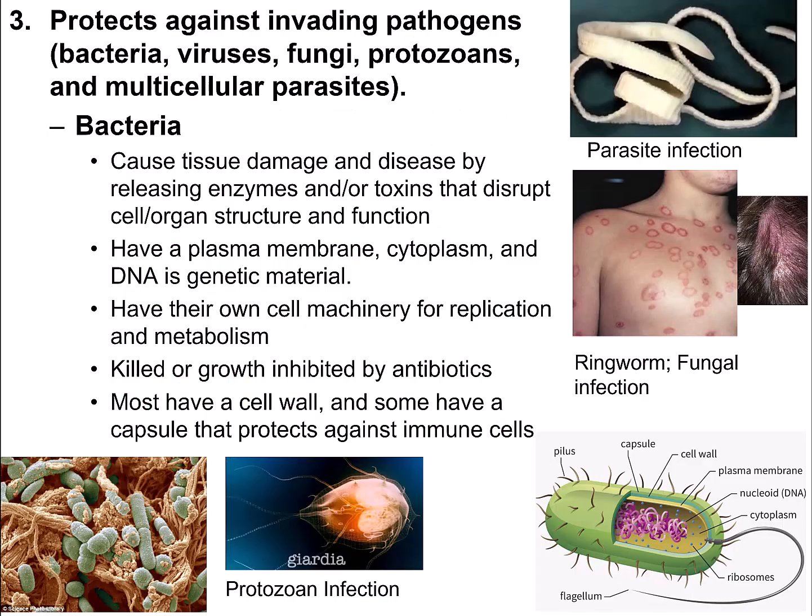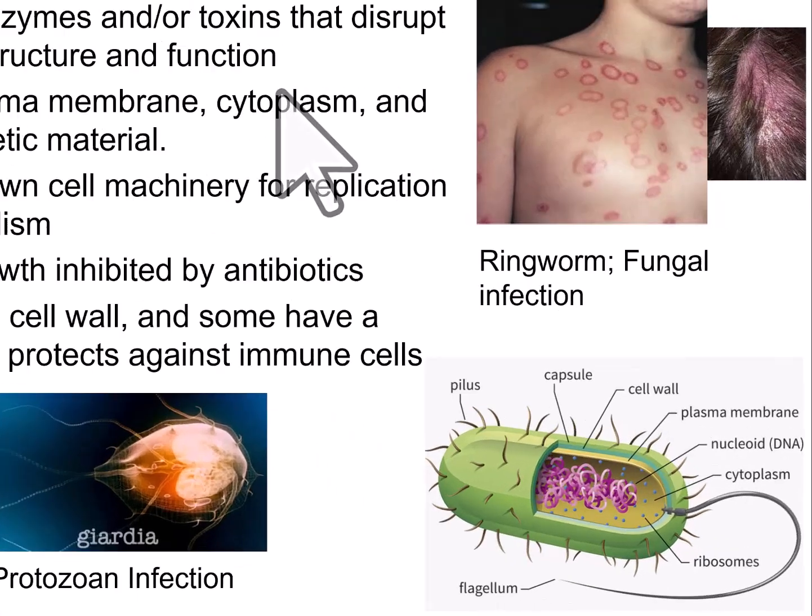The third is that it's going to protect you against invading pathogens, such as bacteria and viruses and fungi, protozoans, and multicellular parasites. For example, fungal infections such as ringworm. Ringworm sounds like it's an infection by a worm, but it's actually a fungus that's infecting the body. Well, in looking at bacteria, these cause tissue damage and disease by releasing enzymes and/or toxins that are going to disrupt cell organ structure and function.